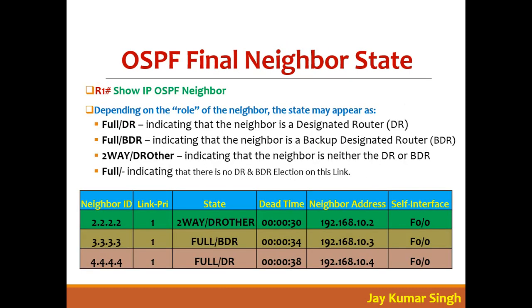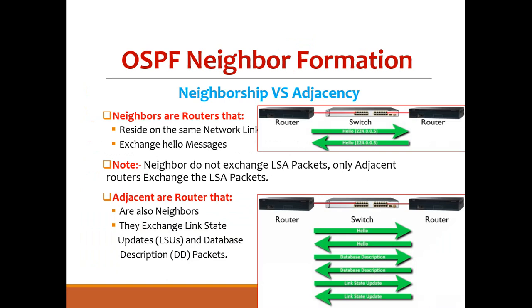Now once the OSPF neighborship is done, you will find this information in the OSPF neighbor table. You will find /DR, /BDR, two-way DROTHER, and a dash. About this OSPF neighbor information, we will come to know when we learn what is DR, what is BDR, and what is DROTHER.